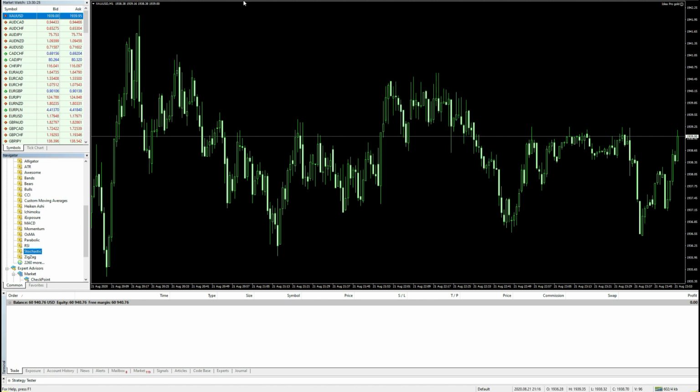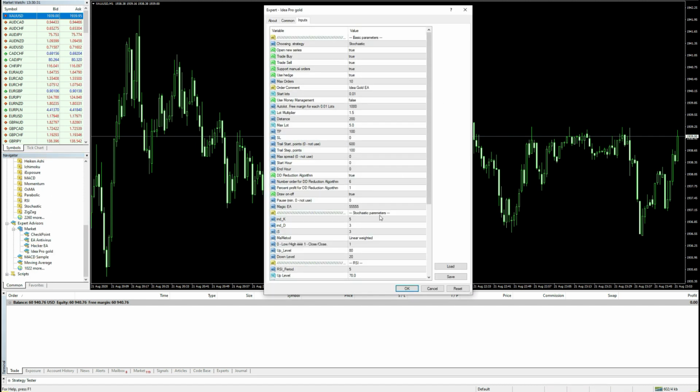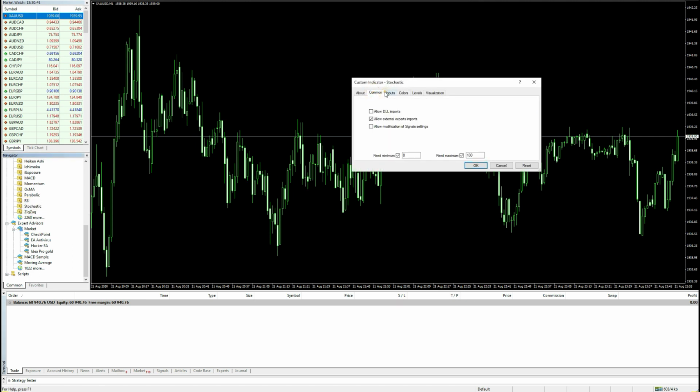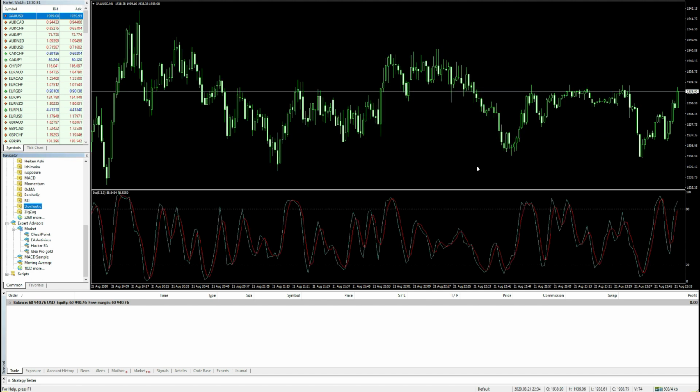If you were to run it on default, the values given here are 5, 3, 3, 80, 20. So let's see how it works. 5, 3, 3, 80, 20. I don't know where the one goes, but okay. So you click OK. This is how it moves. You see these two lines: this is the 80 line, this is the 20 line.